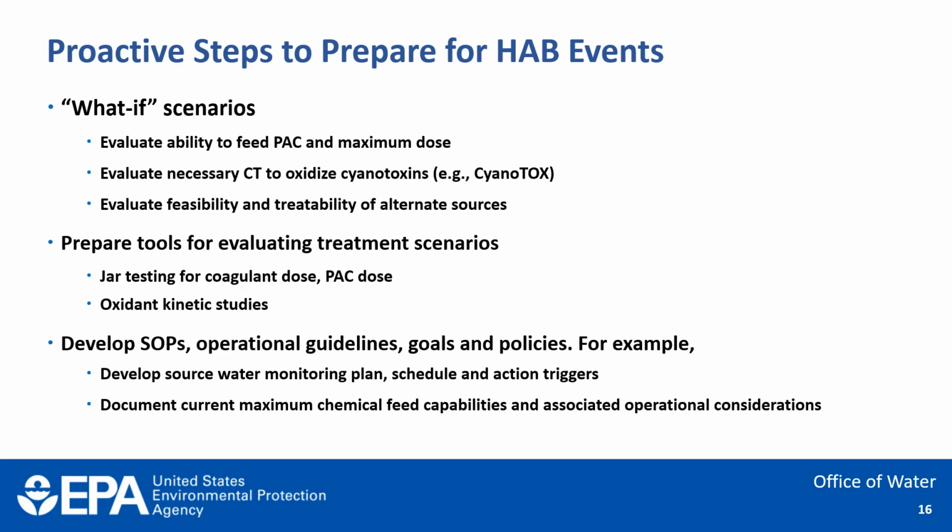Doing oxidant kinetic studies, that's basically like using the cyanotox spreadsheet. And then developing SOPs, guidelines, goals, and policies. This is all part of developing a HAB response plan. So having a source water monitoring plan in place, and then having those triggers, what you're going to do when you do find something. And then documenting for all folks at the plant what the maximum chemical feed capabilities are, where our roadblocks are, and having plans for addressing those prior to the bloom is important.